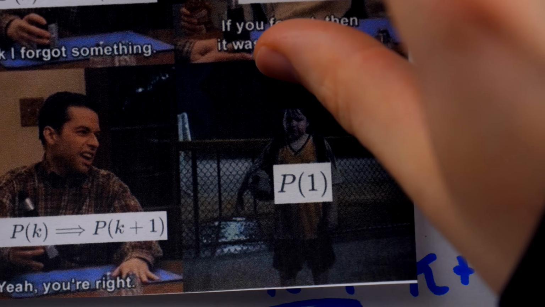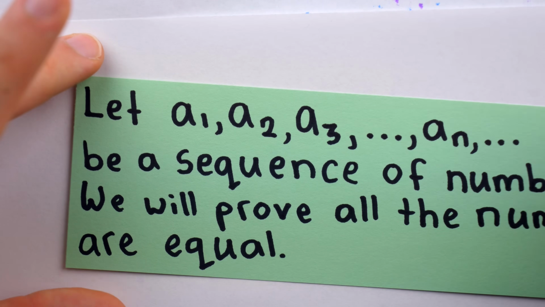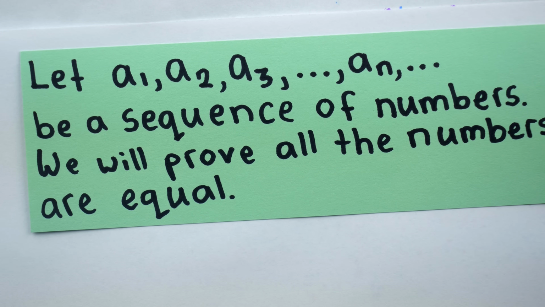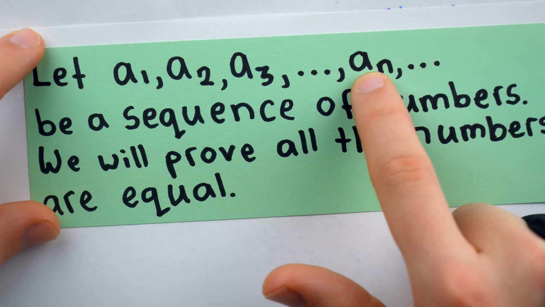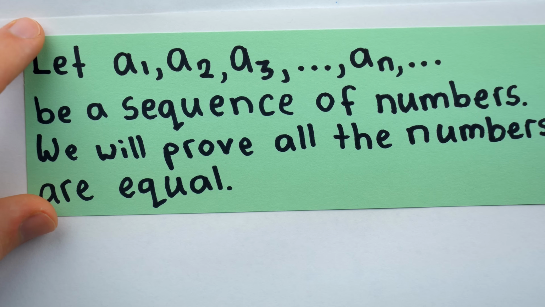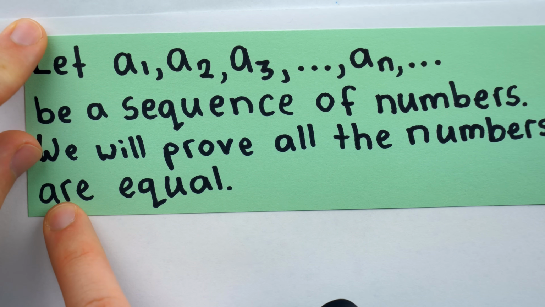Let me show you an example that's really similar to what we just did, but we're actually going to do the basis step this time. However, the proof still isn't going to work. Here's what we're going to prove. Let a1, a2, a3, and so on be a sequence of numbers. We'll use an just to represent a general term from the sequence. We're going to prove that all the numbers in this sequence are equal.